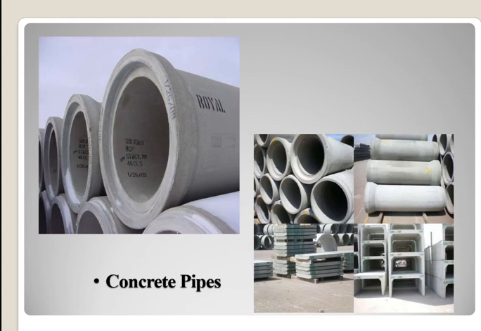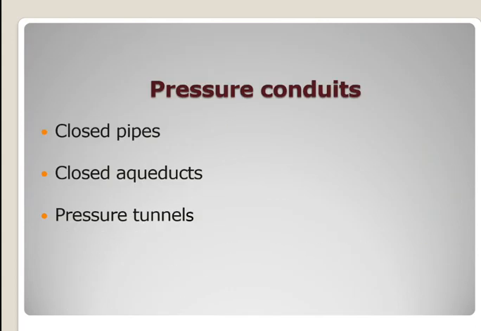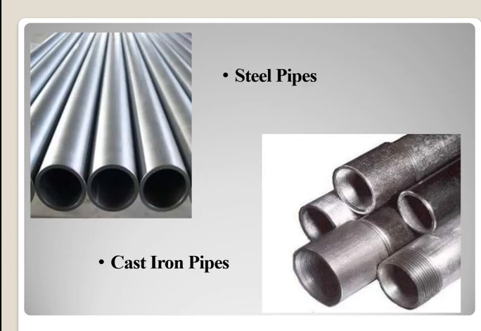So these are the different types of pressure conduits. Pressure conduits are mainly in the form of closed pipes or closed aqueducts or pressure tunnels. So with this, we finish the topic conveyance of water.